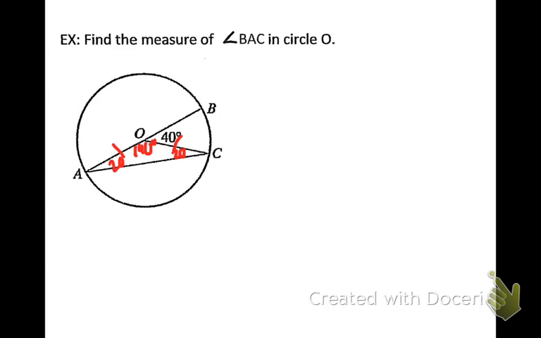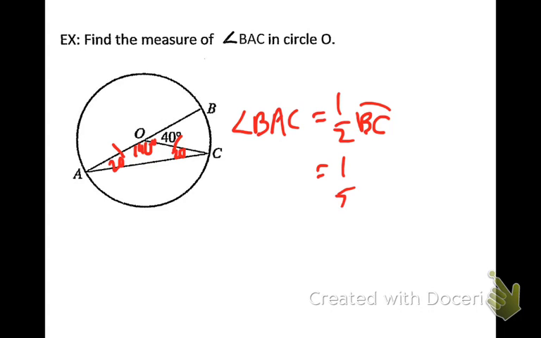All right? Now, we could go through that process every time we had to find an inscribed angle if we knew the central angle, but an easier way, we can just make a rule. In this case, angle BAC, the inscribed angle, is equal to half the arc BC. We know the arc BC is 40 because that's the central angle. So it's going to equal 1/2 of 40 degrees, which is equal to 20 degrees. That's always the case with the inscribed angle.